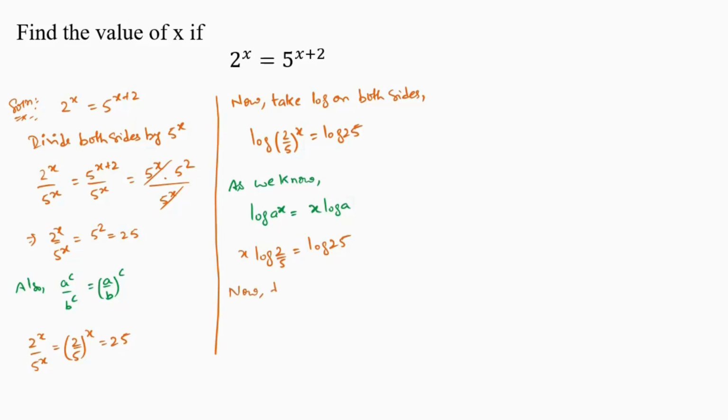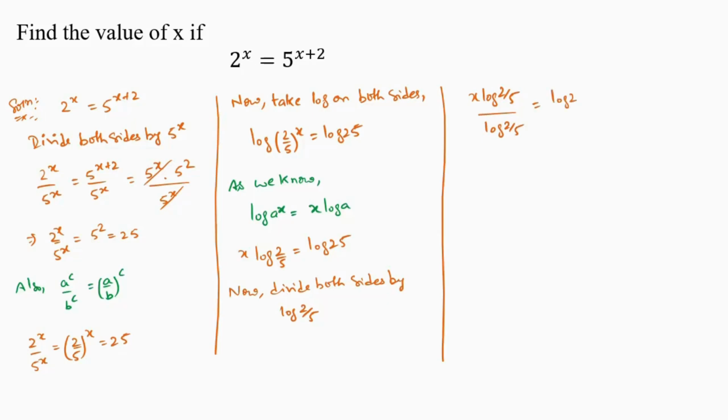Now divide both sides by log 2 by 5. We get x log 2 by 5 over log 2 by 5 equals log 25 over log 2 by 5. This will get cancelled out and we get x equals log 25 over log 2 by 5.